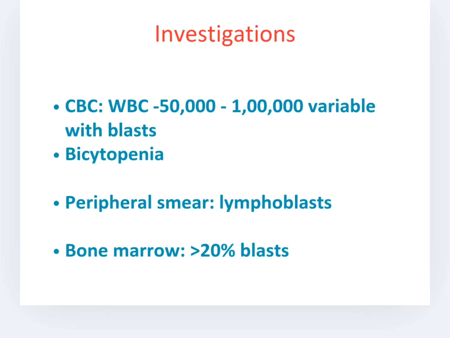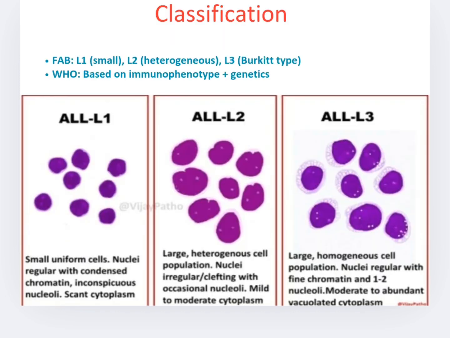Moving on to the investigations, WBC count will be variable, 50,000 to 1 lakh, with presence of more than 20% blasts and smear showing lymphoblasts. Bone marrow is showing more than 20% blasts.